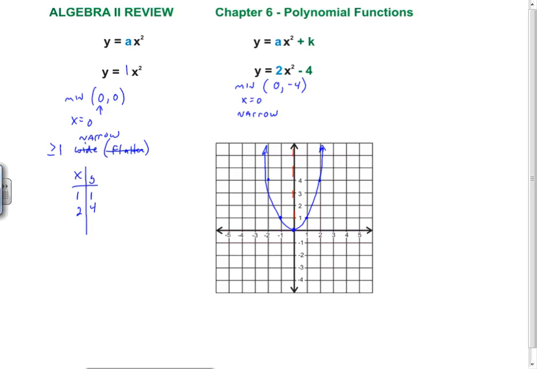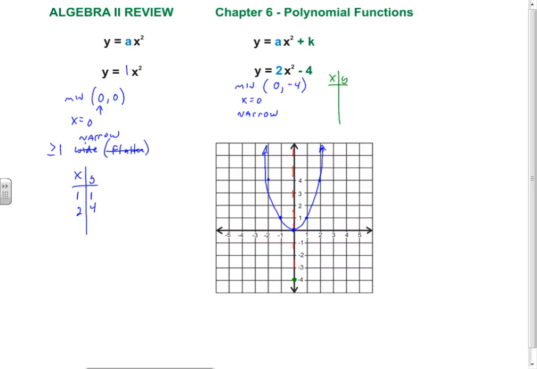Let me go ahead and do this one in green. So again, how would you graph this? First thing you want to do is you want to graph the vertex. So 0, negative 4. Again, our line of symmetry is x equals 0, so we are in line with the other line of symmetry. I'm going to come over here and do an XY chart.